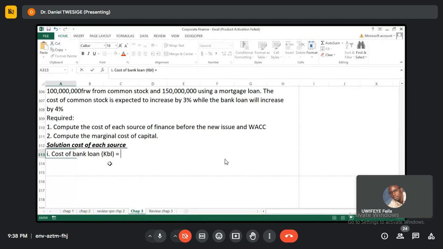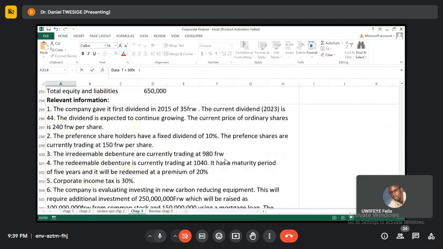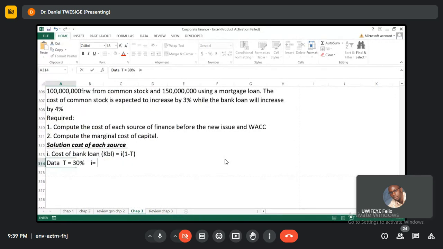So how do I get the cost of bank loan? Since it is floated debt, the cost of a bank loan will be the interest times (1 minus t). Then what data do I have to feed this formula? In the question, we have our t, which is 30%, and I have the interest, which is 10%. It means I have all the necessary information.